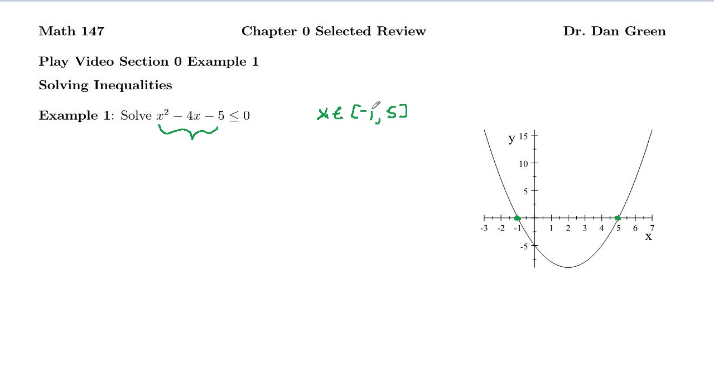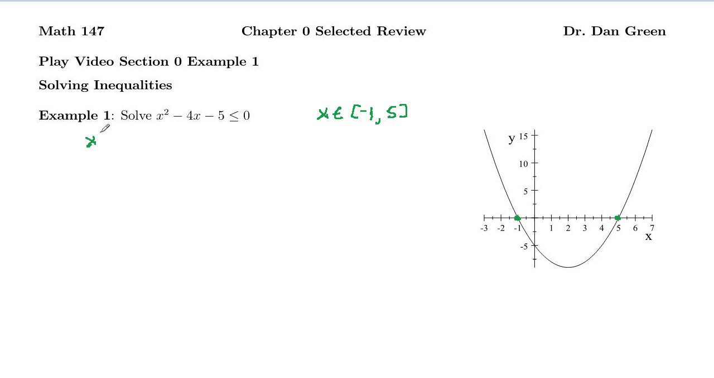However, how do we know that's not -1.1 or 4.9? It could look like it's at -1 and 5. How do we know? So we have to be able to solve this algebraically. So the first thing you do is you want to find these points where the function equals 0, because those are the points where it crosses from positive to negative or negative to positive.